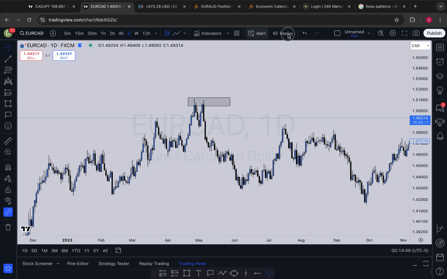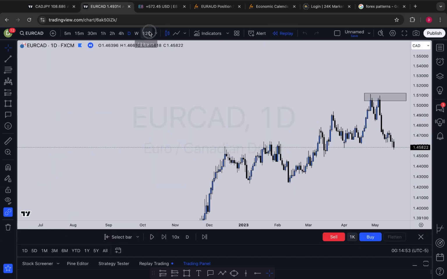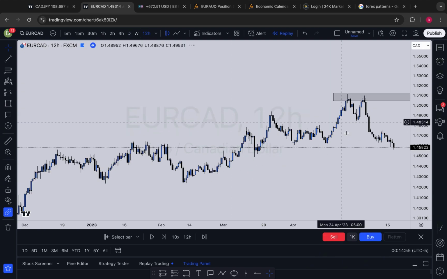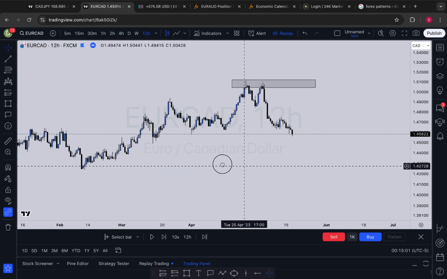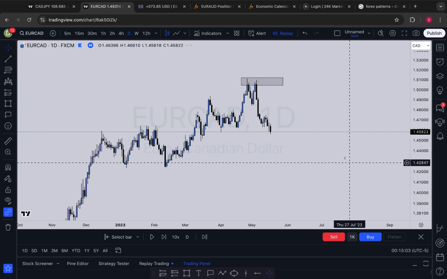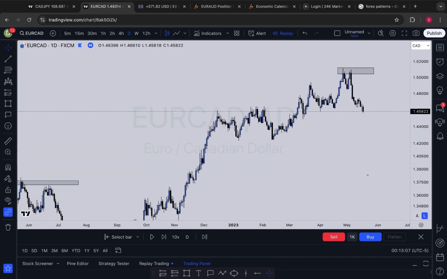So this is on the daily. Let me hit the replay so it moves us somewhere else. Let's cut the day in half, put it to the 12 hour. Looks a little bit better. Clear M. 1, 2. All right. Clear M. 1, 2. Let's keep it moving.